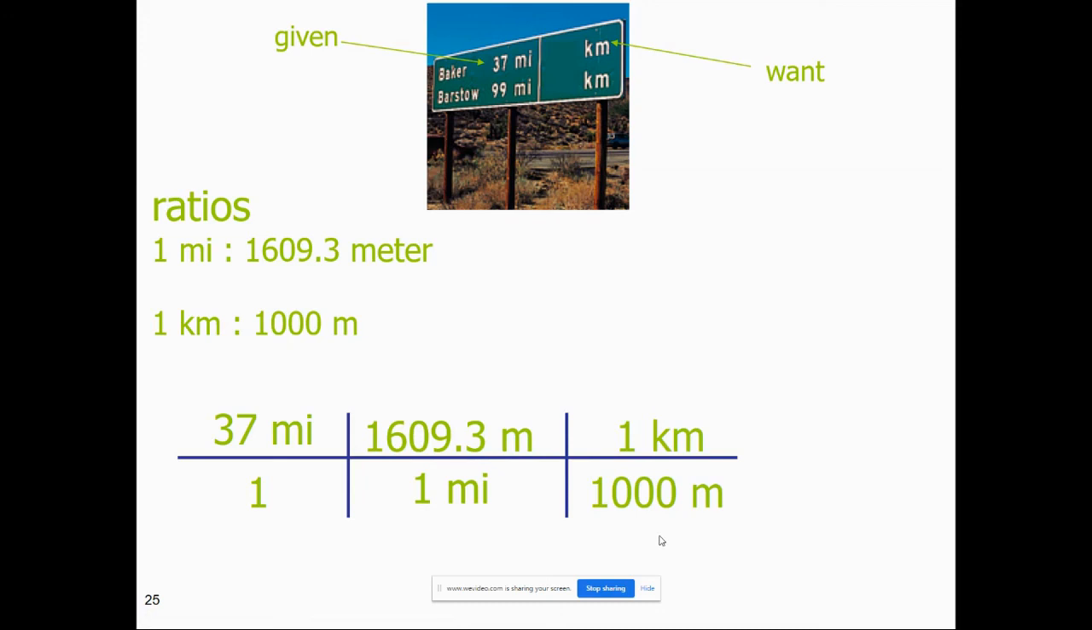And look at this. Now we've got a 2-step problem. Our miles cancel out. Our meters cancel out. What unit are we left with? Kilometers. Our answer is 59.5 kilometers.